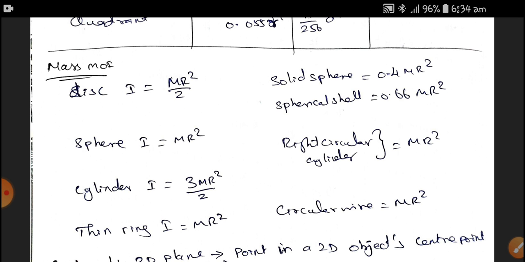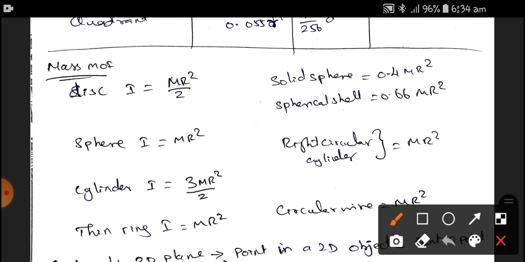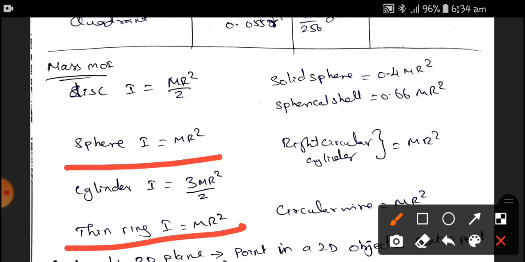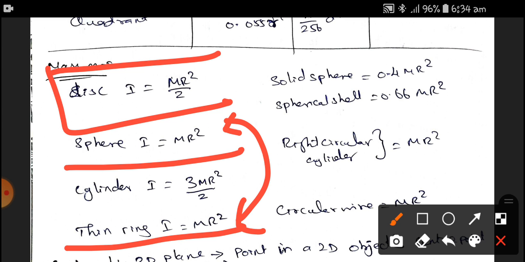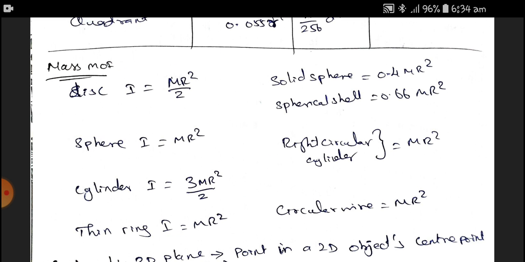For the cylinder, I is equal to 3 by 2 mr square. For the thin ring, I is equal to mr square. This thin ring as well as the disk are considered for flywheels. So please make a note: for the thin ring, the formula is mr square, where for the disk, I is equal to mr square by 2.